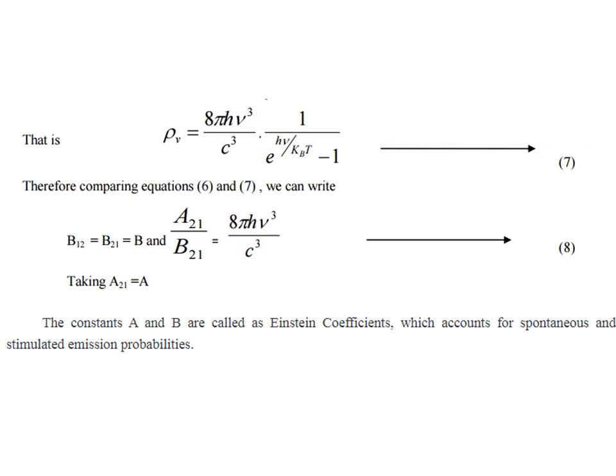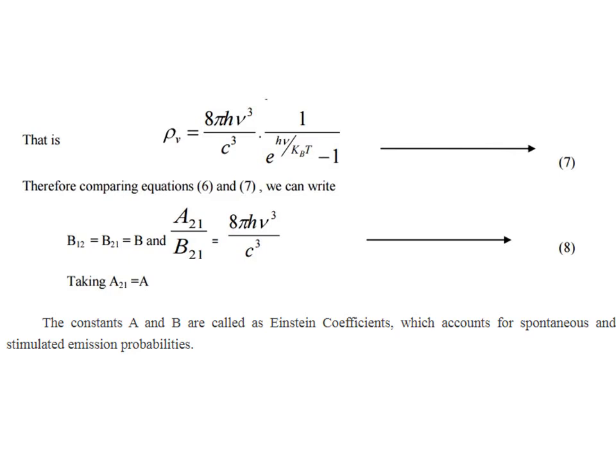Since these two coefficients B12 and B21 are equal, we will drop the suffix and just call it B. And the second inference that we have is A21 by B21 equal to 8πhν³ by c³. In that case also, in the denominator instead of B21 we can write B, and the numerator you have got A21. It is the probability of spontaneous emission, the transition which is taking place spontaneously from level 2 to 1.